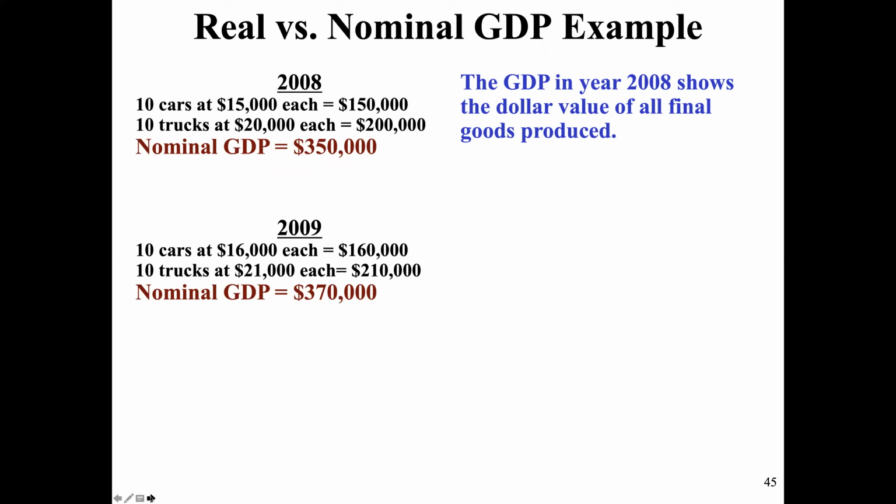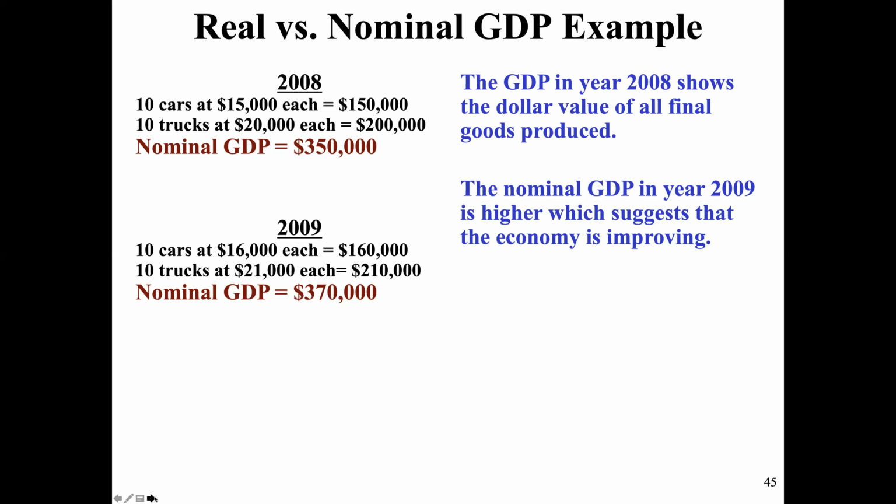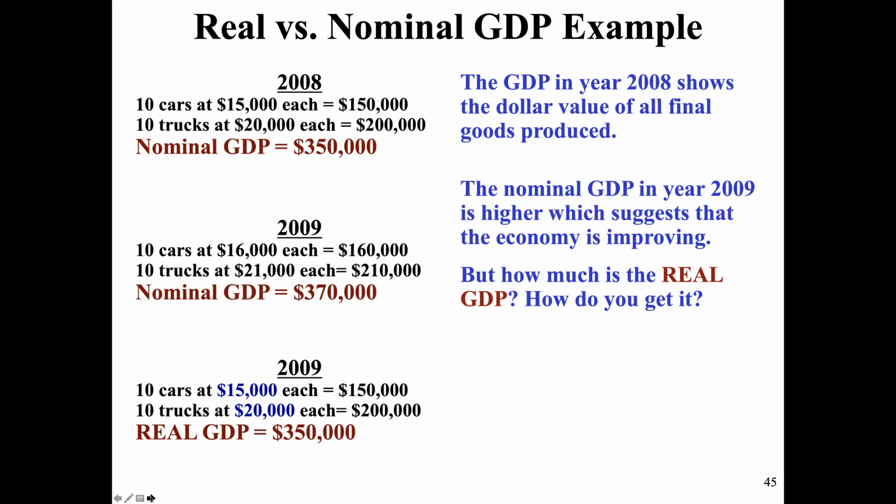Now, let's look at 2009. In that same economy, 1 year later, we had 10 cars produced at $16,000 and 10 trucks produced at $21,000. So now if you add up the nominal GDP, you're going to get $370,000. If you look at just nominal GDP, you can see that nominal GDP is higher, and that's going to suggest the economy is improving. But what about real GDP? How would we get it?